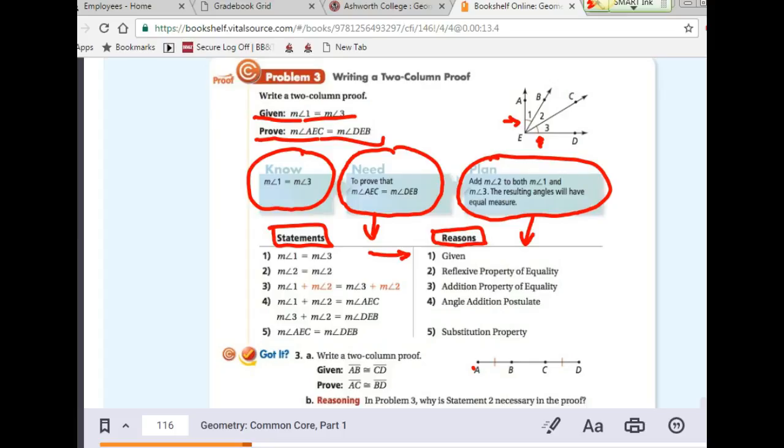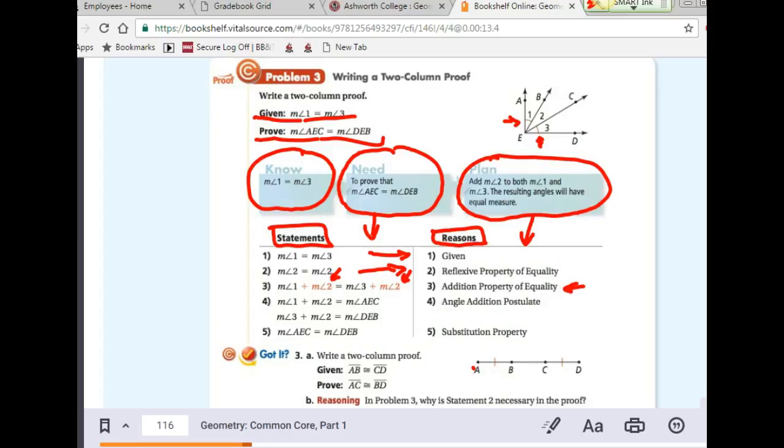Now, in statement 2, because they do overlap, they share angle 2 in common. So we make a statement that the measure of angle 2 is congruent to the measure of angle 2, which sounds like a silly statement, but mathematically we need to prove that they are equal to each other by the reflexive property, which simply says any angle is congruent to itself. In step 3, we're going to add the measure of angle 2 to both sides from statement 1, angle 1 and angle 3. We're adding the same thing to both of those. That's called the addition property of equality, because I'm adding the same thing to both sides.